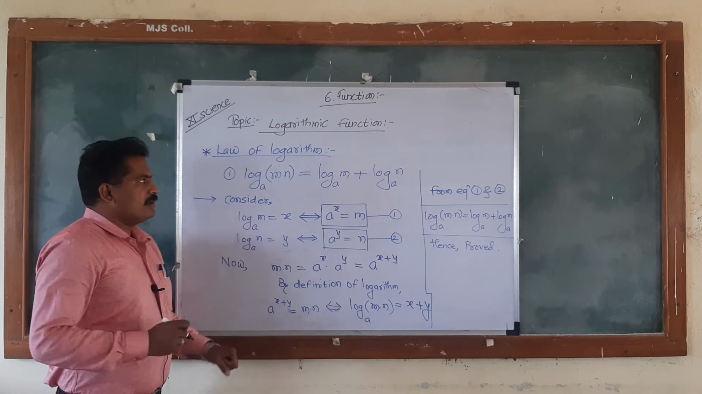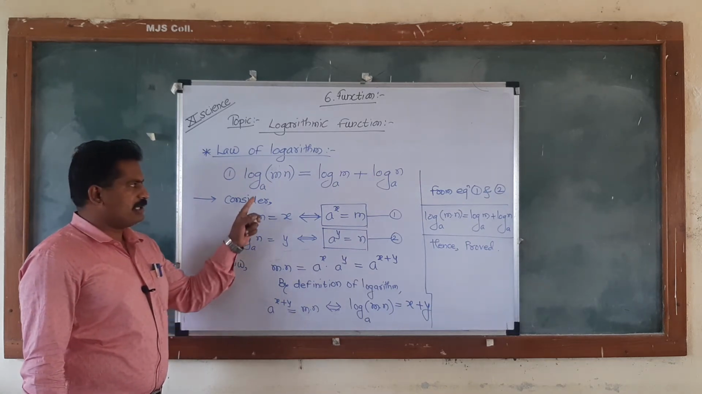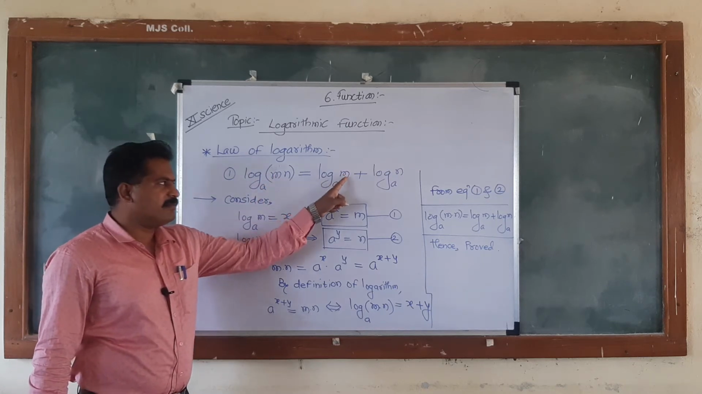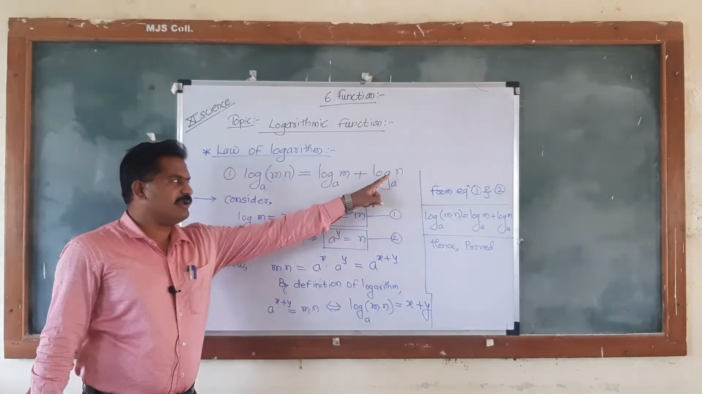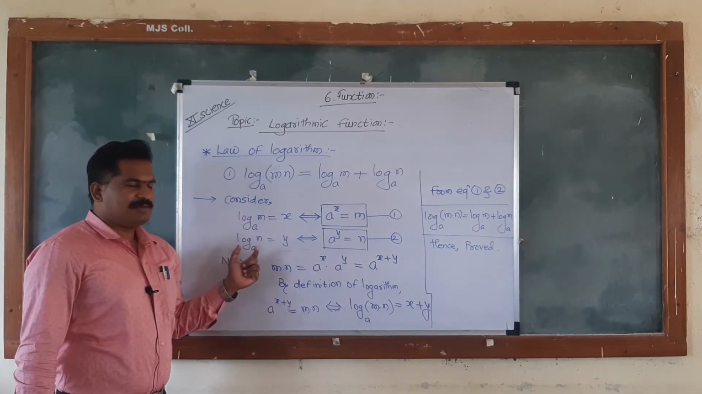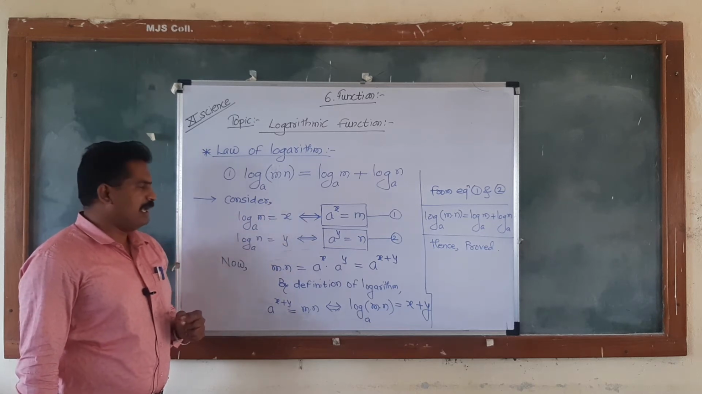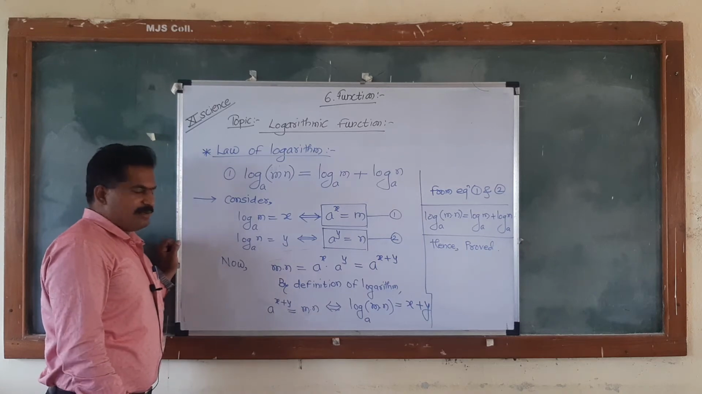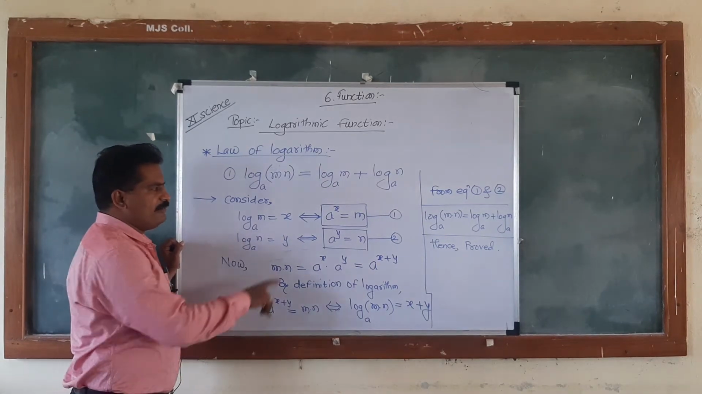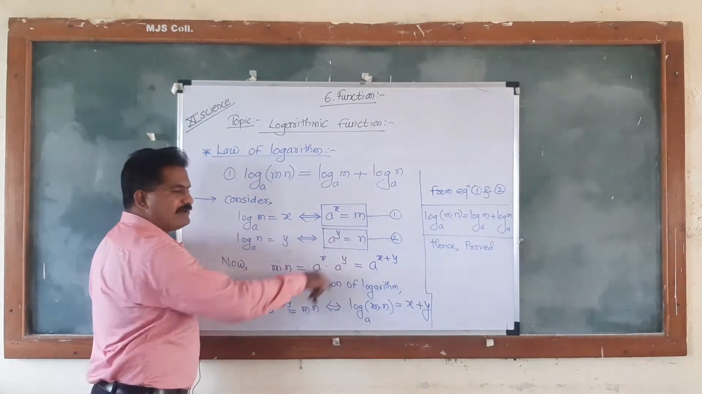Students, this is the first law of logarithm. Log of m into n to the base a is equal to log of m to the base a plus log of n to the base a. We consider both factors in the RHS as x and y. Therefore, by the definition of logarithm, a raised to x is equal to m, and second, a raised to y is equal to n.